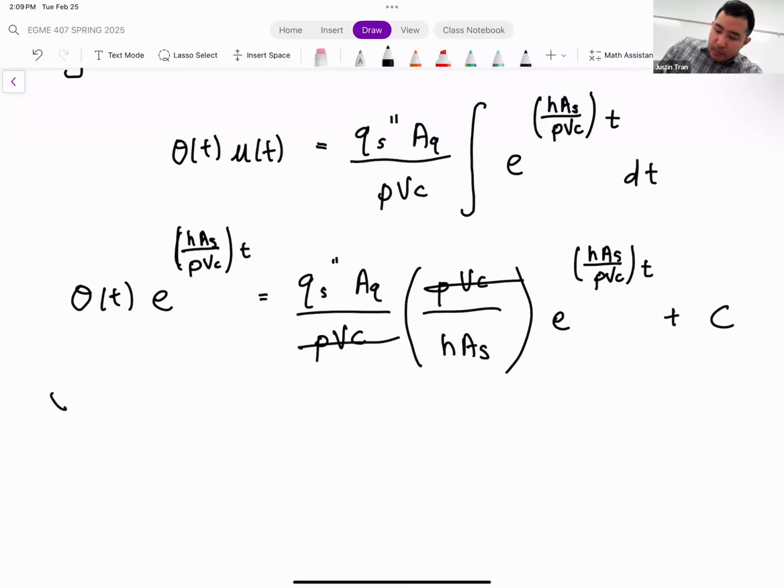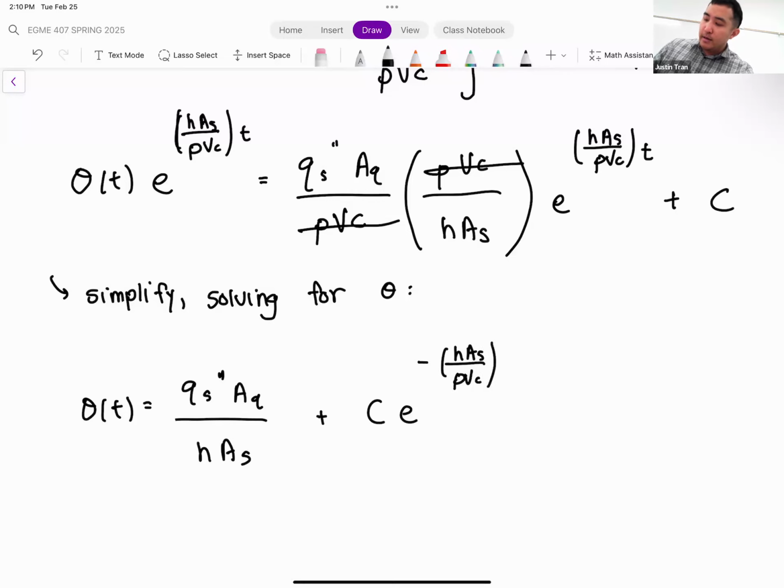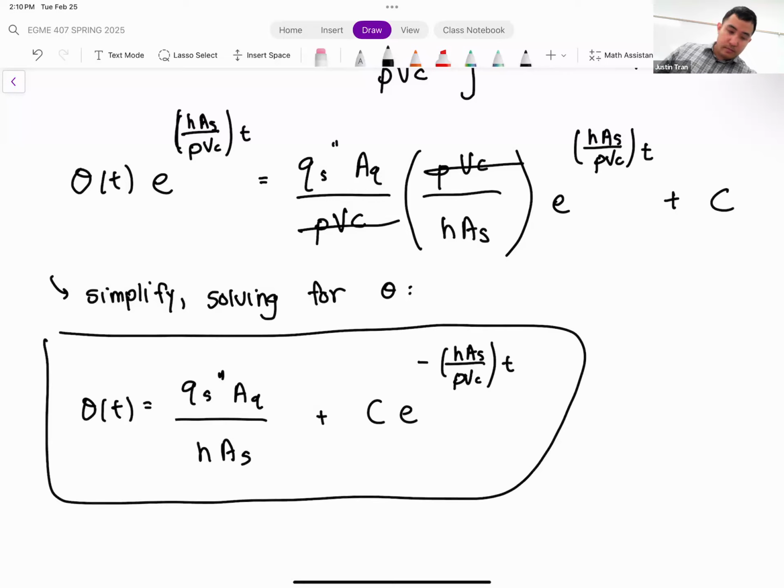Okay. So after simplifying and solving for theta, what we get is theta of t is equal to q s double prime aq over HAS, plus C E raised to the minus HAS over rho VC T.